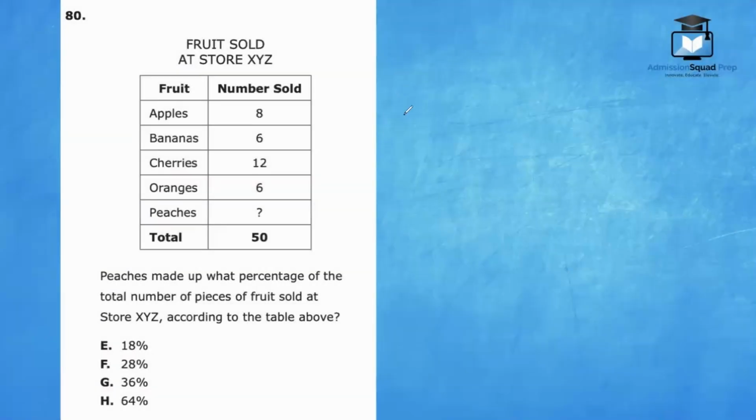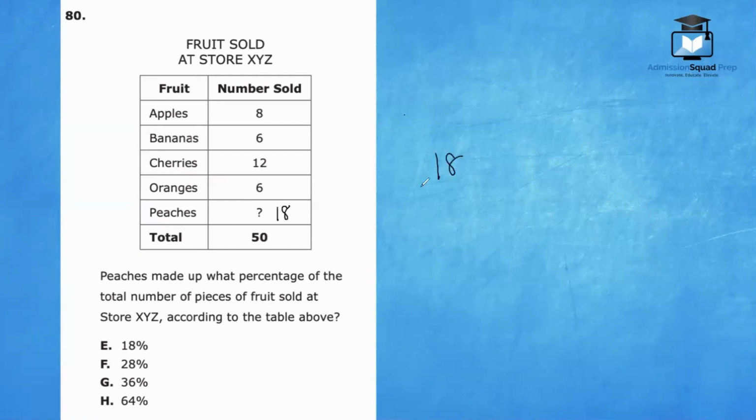Number 80. Peaches made up what percentage of the total number of pieces of fruit sold at store XYZ according to the table above? There's a table here and it says fruit sold at store XYZ. The total is 50 and we're given the number of apples, bananas, cherries, and oranges that were sold. Let's add up what we have. 8 plus 12 is 20, plus 6 is 26, plus 6 is 32. So far, there were a total of 32 apples, bananas, cherries, and oranges. The remaining value will be 18. 32 plus 18 is 50.